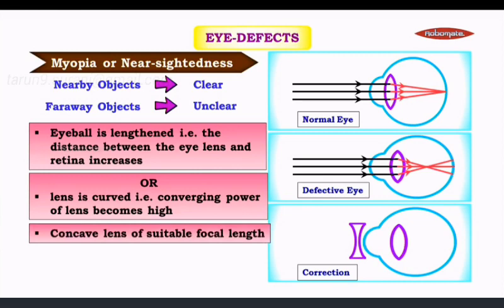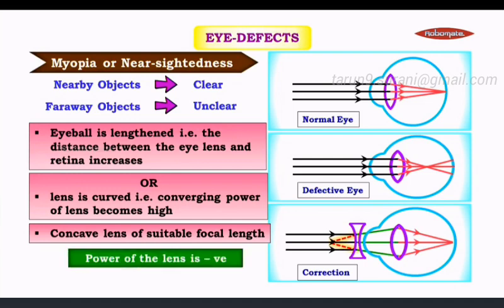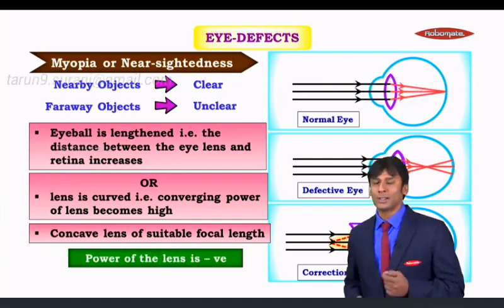With the help of a concave lens of suitable focal length, what exactly happens? When rays of light enter, they hit the concave lens. After hitting the concave lens, the rays diverge. And after diverging, they hit the convex lens that is inside our eyes, and they converge, and the light goes and falls on the retina, and the defect is corrected. So in this way, by using a diverging lens, the defect, that is myopia or nearsightedness, can be corrected. Now as it is a concave lens, the power of the concave lens is negative.